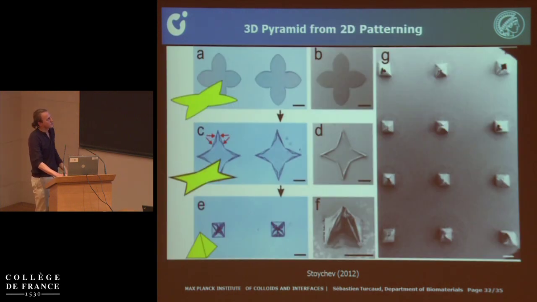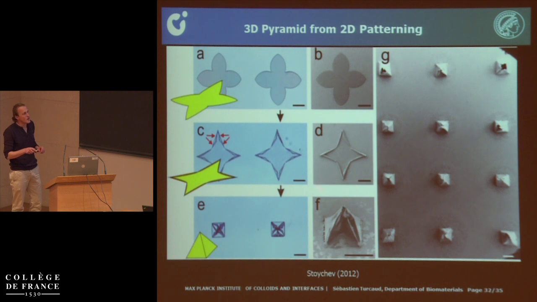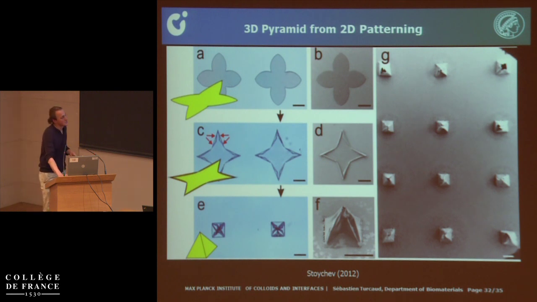As I showed before in simulation, we can also tune the dimensions experimentally, it's a little bit arty, so as to form a perfect 3D pyramid from simple 2D bilayers just by using this progressive diffusion from the sides.